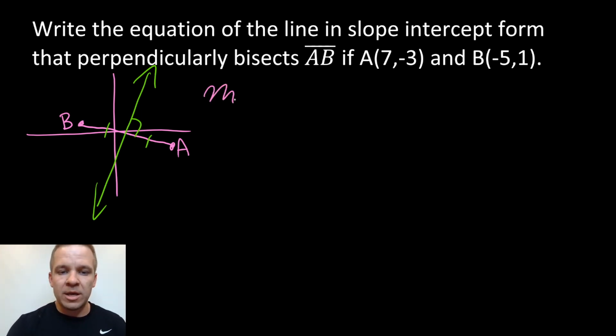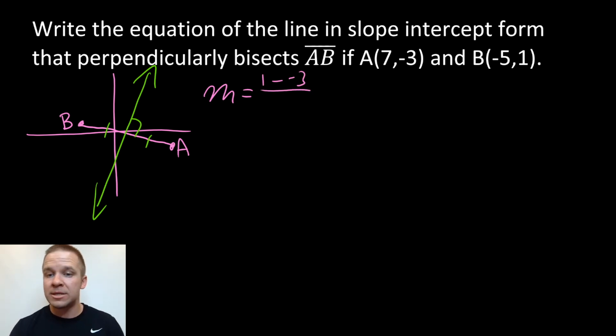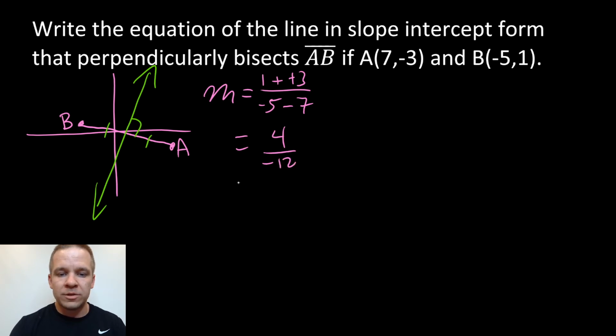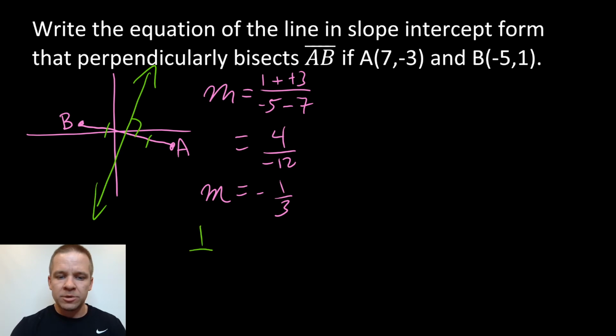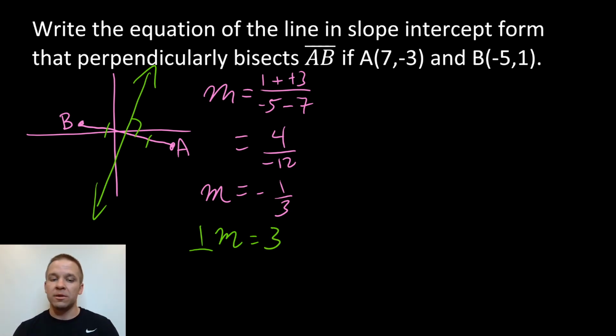My slope formula is the change in y over the change in x. So we'd have 1 minus negative 3. Those are my y's. And then negative 5, I've got to pick from the same ordered pair, minus 7. So that's going to be plus, plus. We get 4 over negative 12, so we get negative 1/3 when we simplify. That's my slope of AB. How do I get my perpendicular slope? Well, it's going to be the opposite reciprocal. Reciprocal is flipping it, and the opposite is changing the sign. So it's going to become positive 3. That's my perpendicular slope.